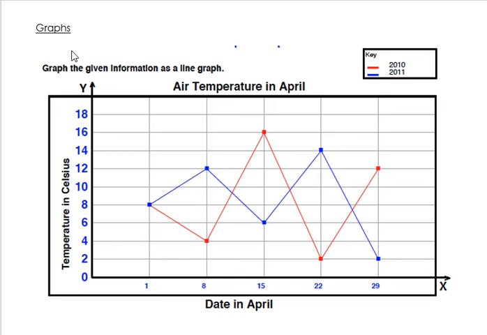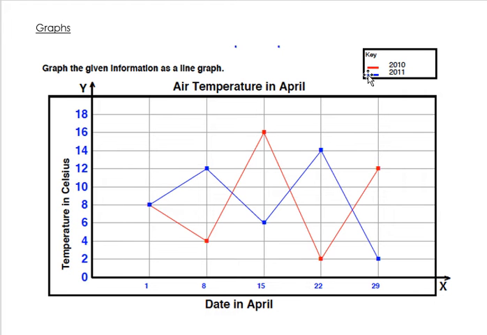Okay, so this video is looking at line graphs, or a line graph, and how to interpret that, which is what you did in your practice test. So the first thing that you want to do is look at your line graph and work out what it is you're looking at. You can see by the title that it's the air temperature in April.